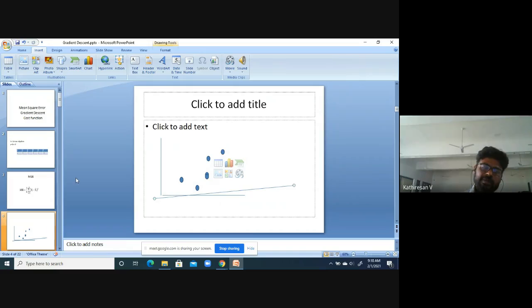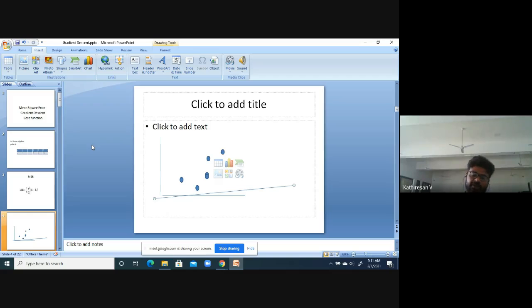Mean square error is nothing but the error, the distance between the actual data points and the line. Our intention is to reduce the error, to get the line which is having minimum mean square error. That is our intention. So first I have to calculate.